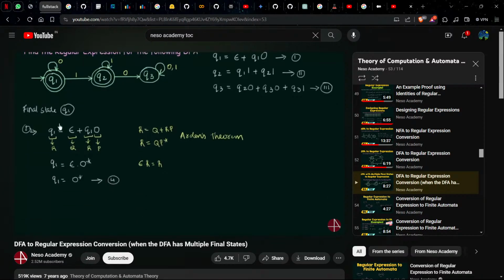Alright, now we have finished solving for final state q1. But we have one more final state, which is q2, so we have to find the regular expression for q2 as well. For that I use equation number 2, which is the equation for q2. So q2 is equal to q1 1 plus q2 1.